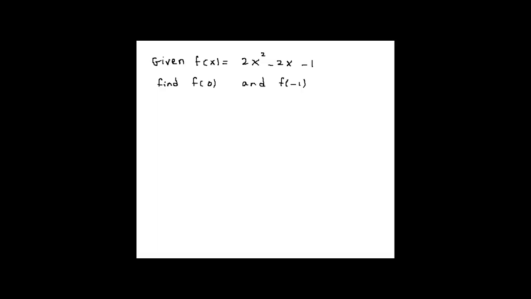So let's take a look at the first one. If I give you a function f of x equal to 2x to the power of 2 minus 2x minus 1, how do we solve for f of 0? Okay, what would be a first step?